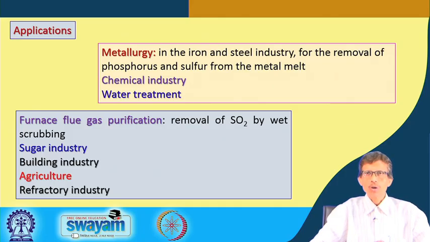So, you have to convert that particular gas, and if the gas is saturated with sulfur dioxide, you have to trap that particular sulfur dioxide and use it, or convert it, either in solution or in the solid state, into the converted form of sulfur dioxide. Then it is used in the sugar industry, the building industry, like the building material for cement making also, in agriculture also, and in the refractory industry.